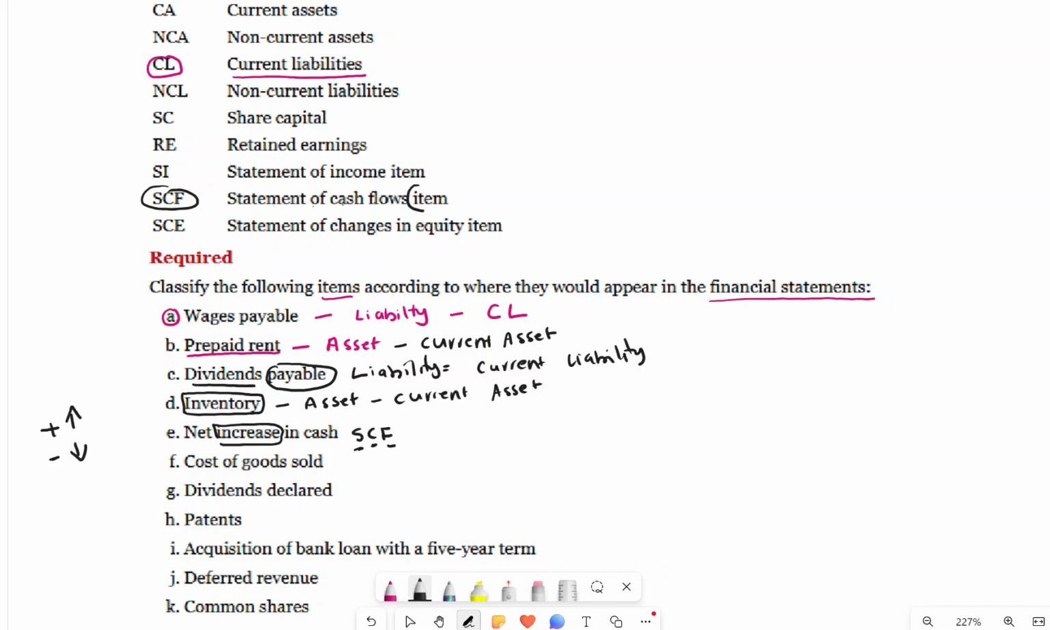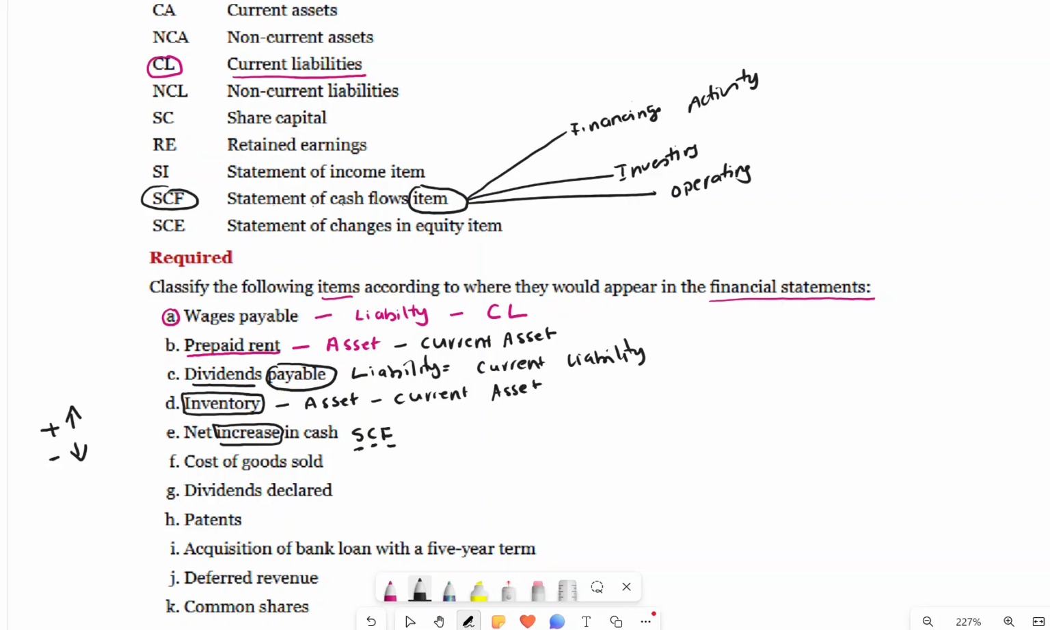It's an item that goes on the statement of cash flow, and there are three activities that go on the cash flow statement. It doesn't have to be in an order: financing, investing and operating. Those are the three activities that go on your statement of cash flow.